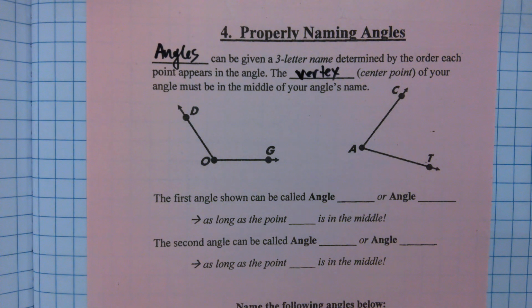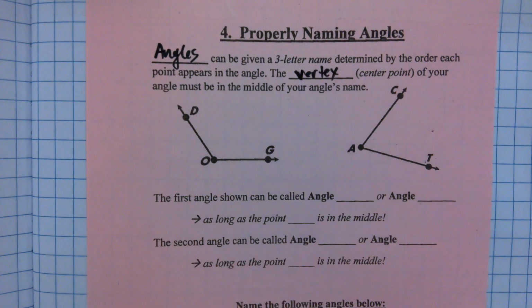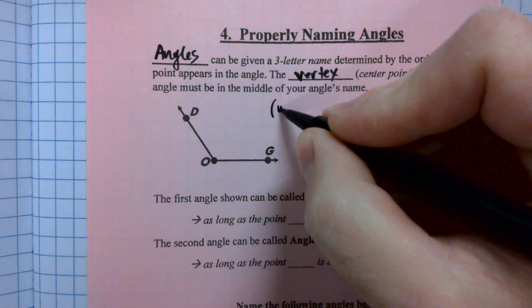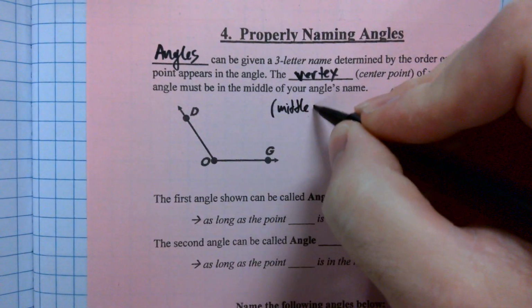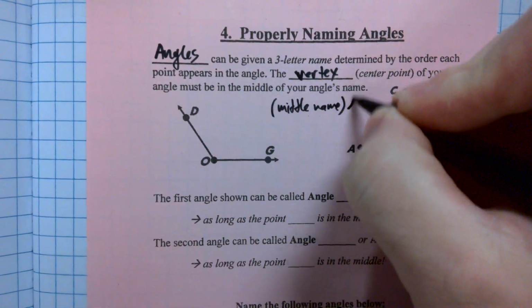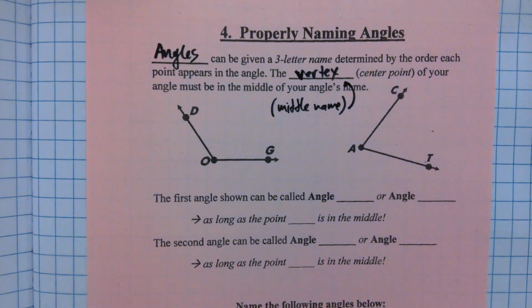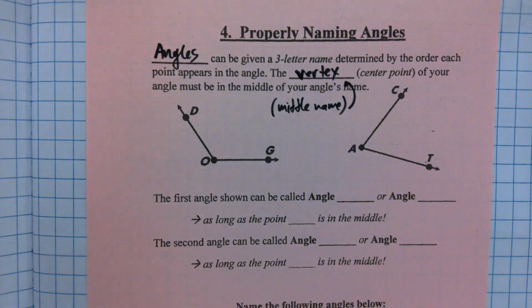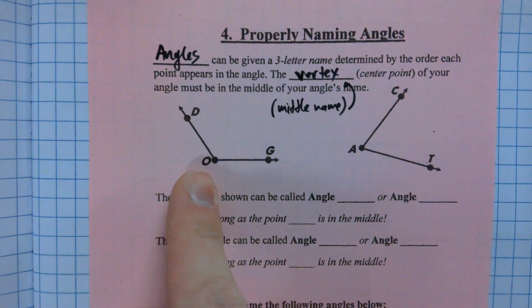But your middle name is in the middle, right? So think about the vertex like a middle name. We could even write that here. Middle name. Your middle name goes in the middle. It's like my initials, TRC. My middle name starts with an R. It's in the middle of my initials. Does that make sense? The vertex is in the middle of an angle.